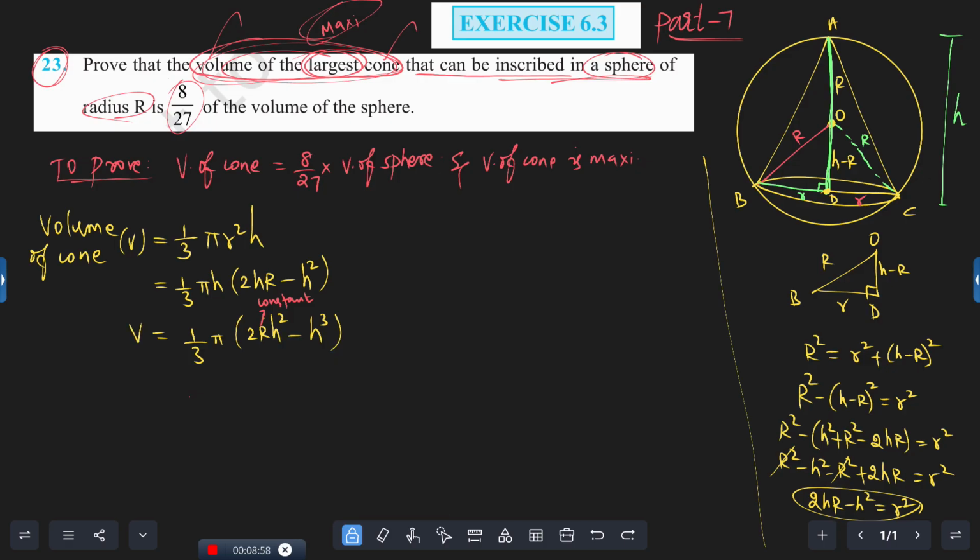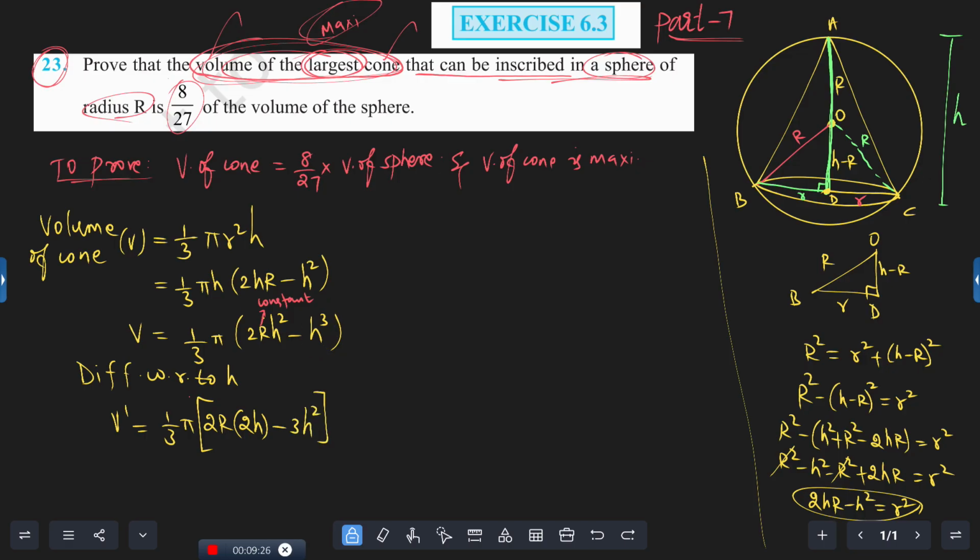This is volume. Now you can differentiate. Let's see. Differentiate with respect to H. Then V dash is equal to 1 by 3 pi, which is a multiplying constant, times 2 times R into H square, when you differentiate, what you will be getting? 2 times H, minus H cube when you differentiate, what is that? 3 times H square.